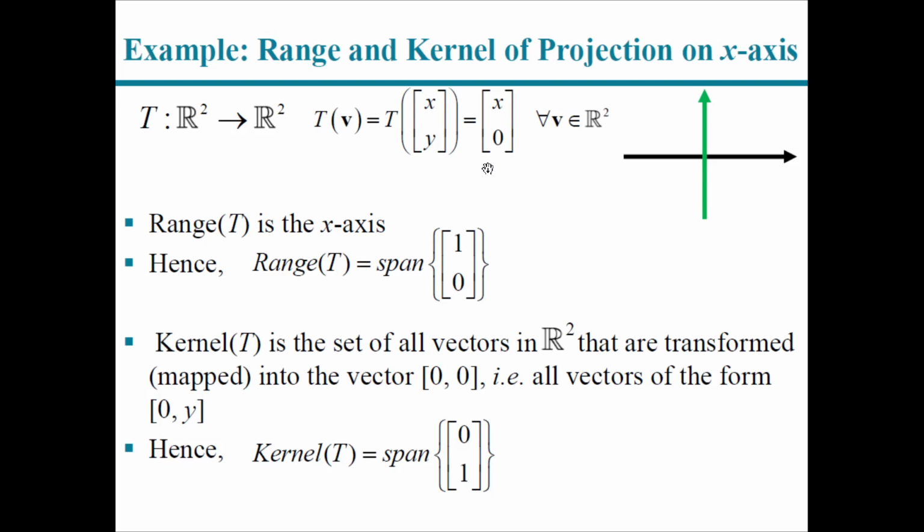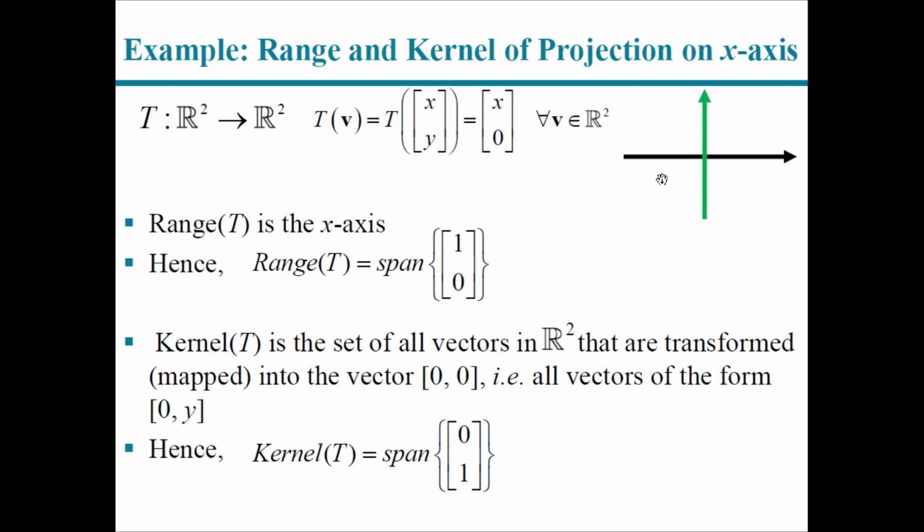Okay, so what's the range? What's the set of images? Well, everybody is just pulled on x-axis. So the image is x-axis. Well, x-axis is span of vector (1, 0). You see it, (x, 0), you factor x, you get x times (1, 0). So the set of all images is actually a linear space, span of vector (1, 0), so the x-axis.